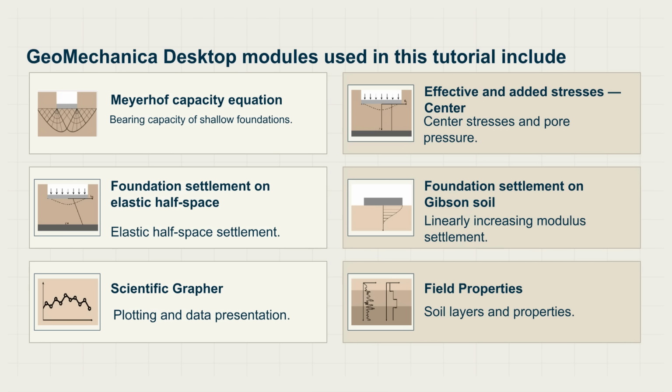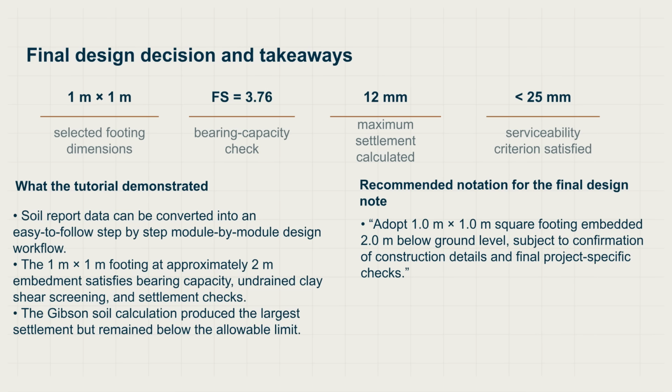The GeoMechanica Desktop modules used in this workflow include tools for capacity, stress analysis, elastic and Gibson soil settlement, as well as graphing and property management. In conclusion, a 1 meter square footing at 2 meters embedment meets all requirements. The Gibson soil calculation, while providing our highest settlement estimate at 12 millimeters, confirms the design is safe for serviceability.